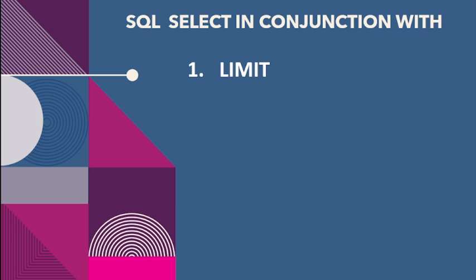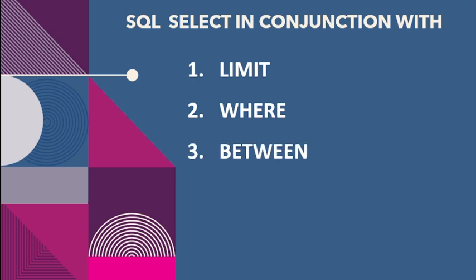Now the first one is limit, so we're going to look at limit. Very simple. Then the next one we're going to look at is the use of the where condition, attaching a condition to it. Then the other one is between. Then we take a look at and, then or, and then not. Okay, let us proceed.